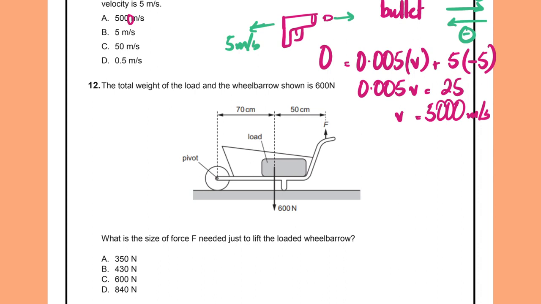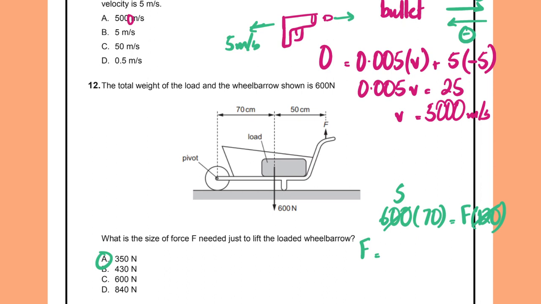In this case, for the 600 force, it's going to be 600 times 70. And for the other one, it's going to be F, and it's going to be all of this distance, because that's the distance from the pivot. So F times 120. And from here, you just make F the subject of the equation. So this is what, 5, and 5 times 70 is 350 newtons.